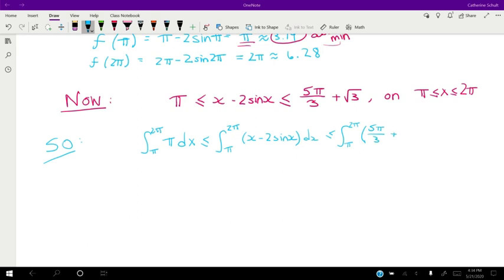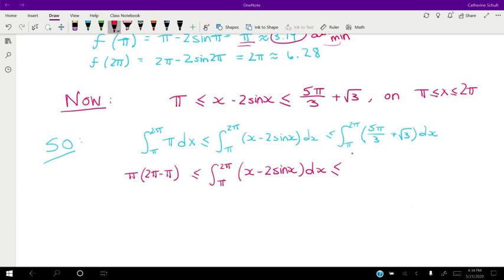And notice the two outside right here, these are constants, right? Pi is a constant, 5 pi over 3 plus root 3 is a constant. So by property of integrals, this is going to be pi times b minus a. And again, you could have skipped right to what I have in pink because we have this property in pink. It's been given to us. It's been gifted to us for us to use.